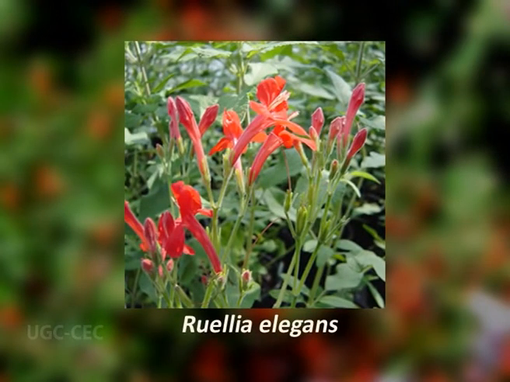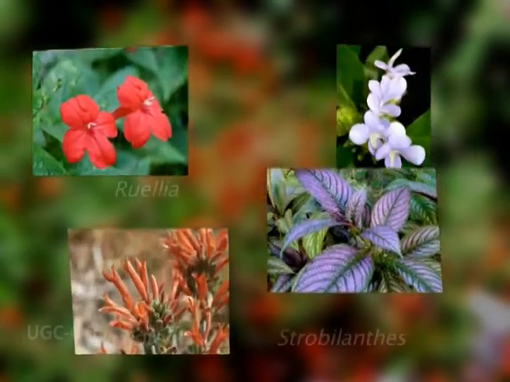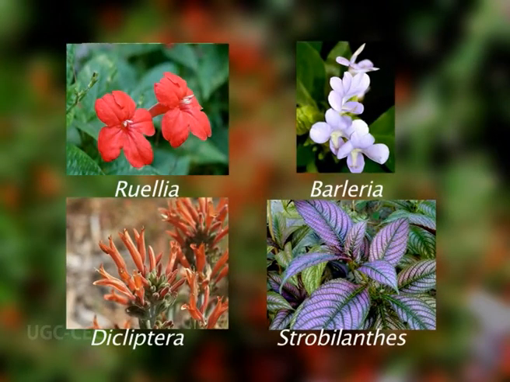The Ruellioideae comprises probably 3/4 of the diversity in the family and includes large genera such as Justicia with about 700 species. Ruellia, Barleria, Strobilanthes and Dicliptera are its other members.